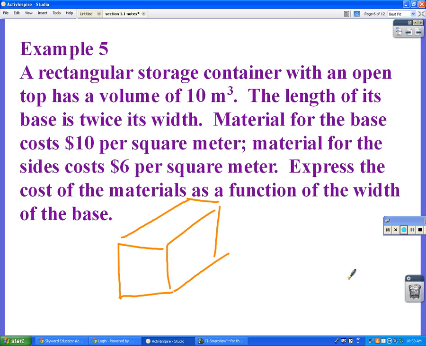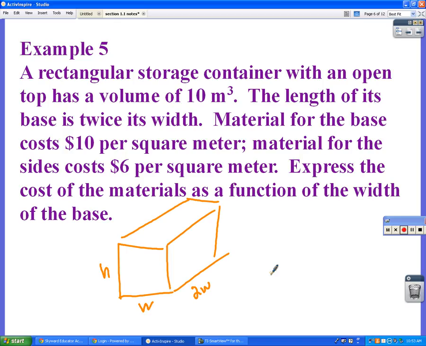The length of its base is twice its width. So give me a variable for either the base or the width. W. Okay, so this is going to be W, and the length of its base is twice its width, so this is going to be 2W. Does it say anything about the height? No, so unfortunately we have to introduce a new variable in here. Normally we like to just keep it to one variable, but in this case we have no choice.